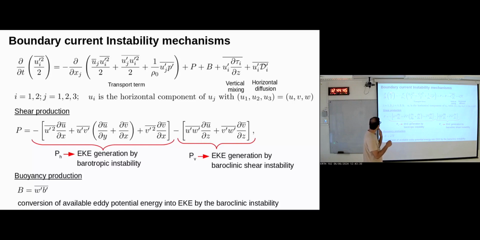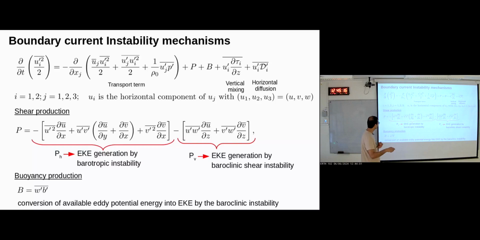We have the time derivative term, then the transport term. This transport term basically reorganizes the eddy kinetic energy internally. And then we have the two production terms, shear production and buoyancy production. The vertical mixing term predominantly leads to dissipation of the eddy kinetic energy. So we focus mostly on the shear production term and the buoyancy production term.